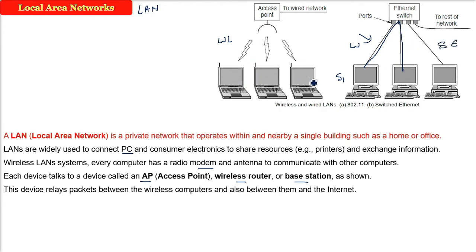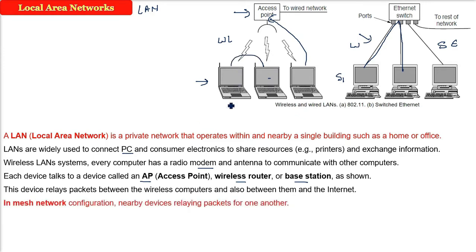Now in the wireless LAN, we have an access point. These are the different computing devices, and they are accessing the network through an access point. So wireless router, access point, base station, we are talking about these when we are talking about wireless LAN. The device relays the packets between the wireless computers, and also to the outer internet.